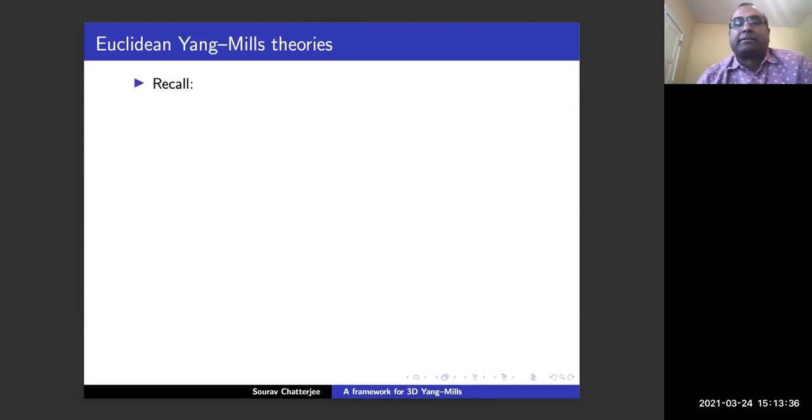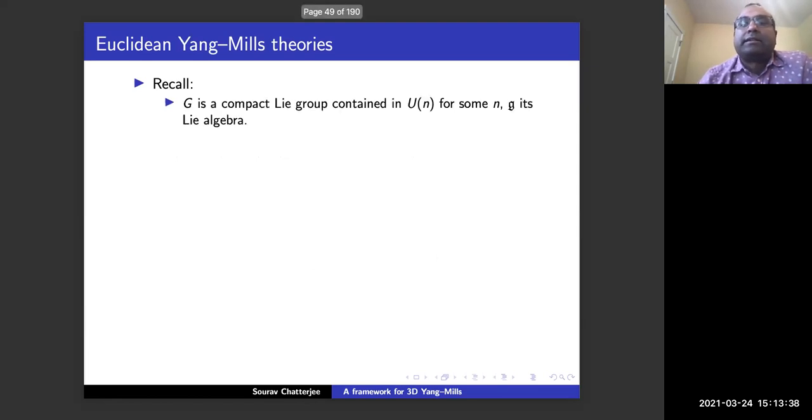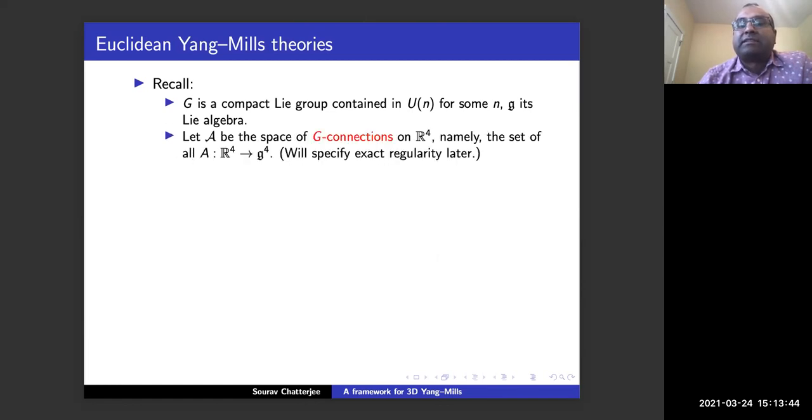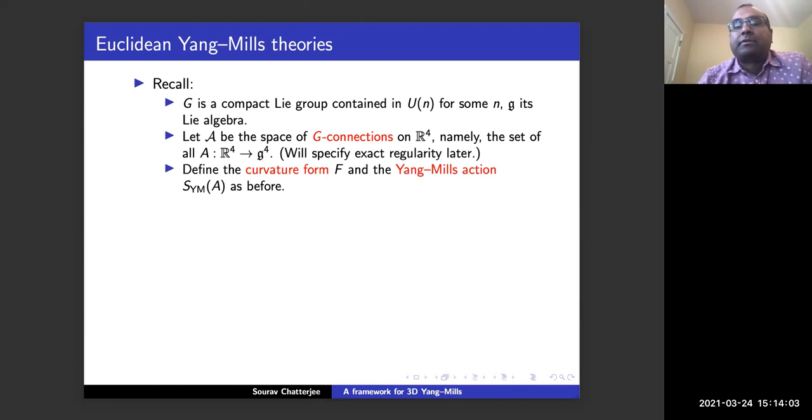So, Euclidean Yang-Mills theories. Recall, G is a compact Lie group containing U(N) for some N, and this Gothic G is its Lie algebra. Let script A be the space of G connections on R^4, namely the set of all maps from R^4 to 𝔤^4. It's not really all maps, it's maps of a certain regularity. We'll specify that later on, depending on the purpose. And then you define the curvature form and the Yang-Mills action as before.